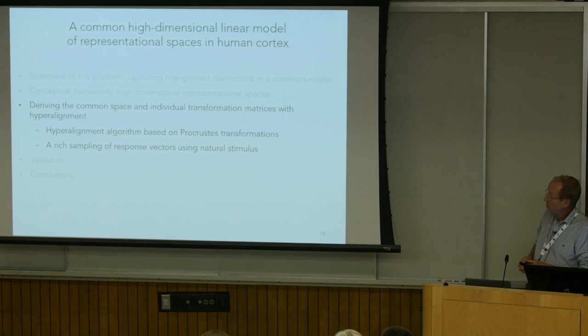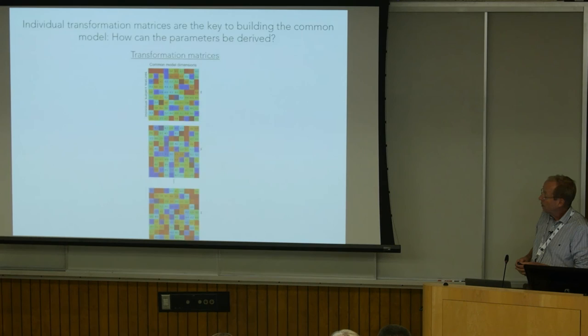So we derive these transformations using something called the Procrustes transformation. And it depends on a rich sampling of response vectors. So we have people watch the entire length of the movie.